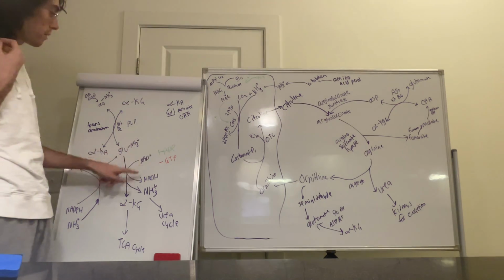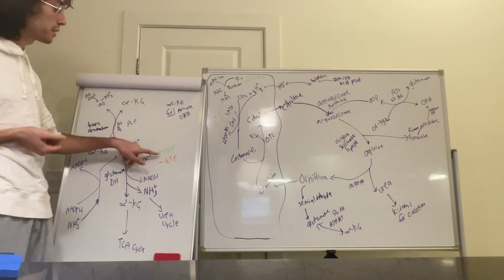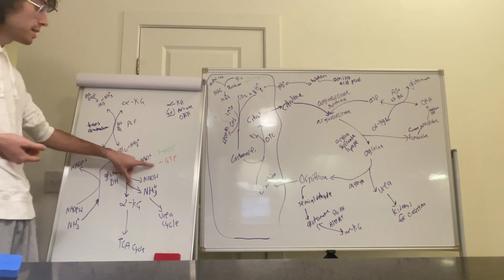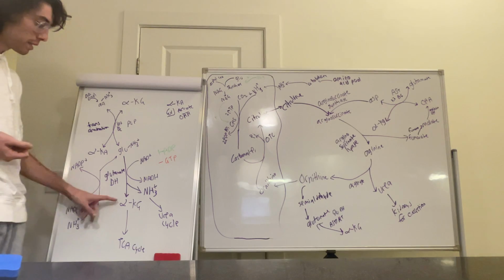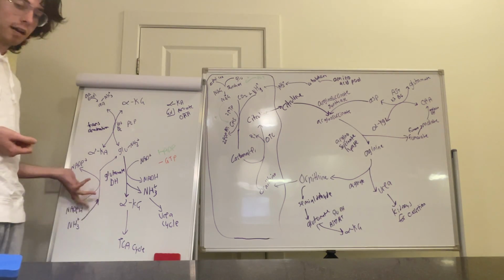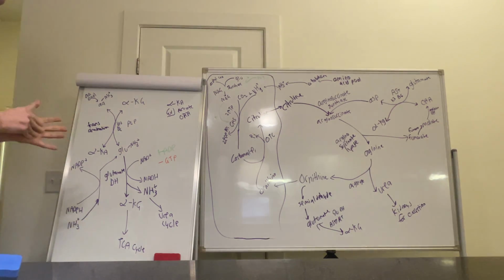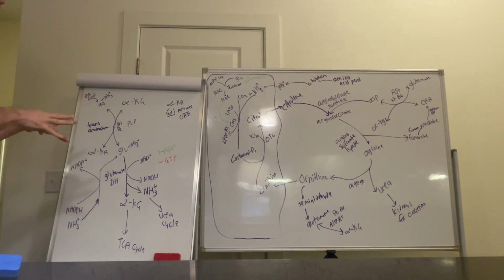And so an activator for this would be ADP, and then an inhibitor would be GTP. And this alpha ketoglutarate can join the TCA cycle, and then eventually it'll make some energy, which is pretty cool. So that's that whole mechanism there.